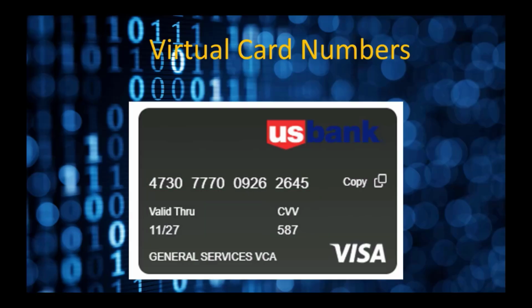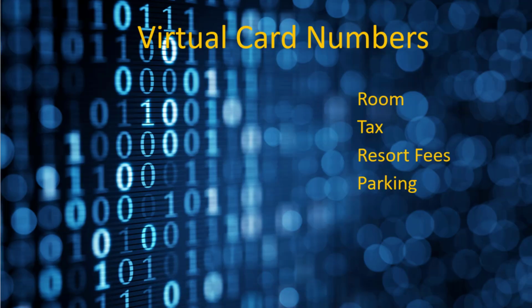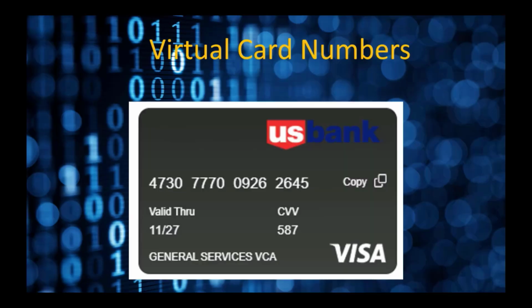With this virtual card, the only types of expenses that it will cover at the hotel will be room, tax, resort fees, and parking. When you check into the property, the front desk staff will ask you for a personal credit card for your incidental charges. These will be mostly your personal charges. If there's room service, any accidents or anything like that, that will go under incidental.